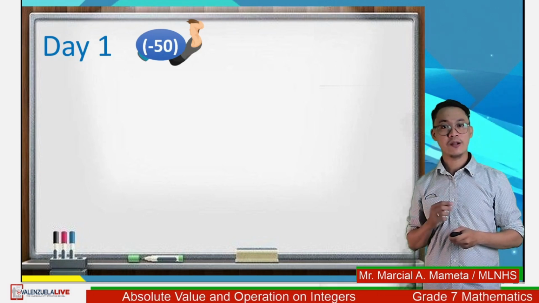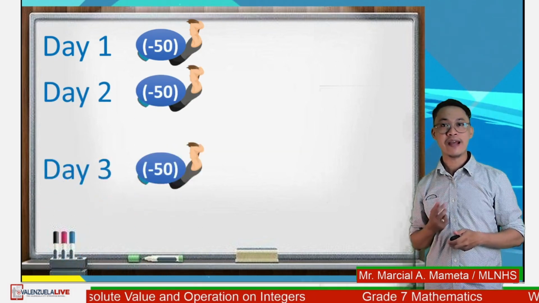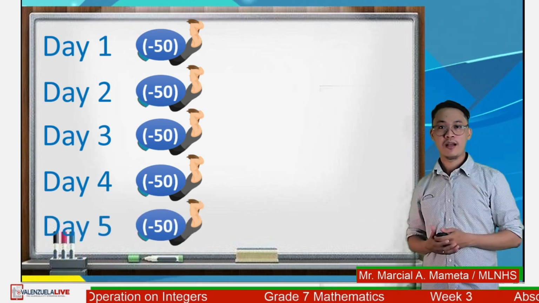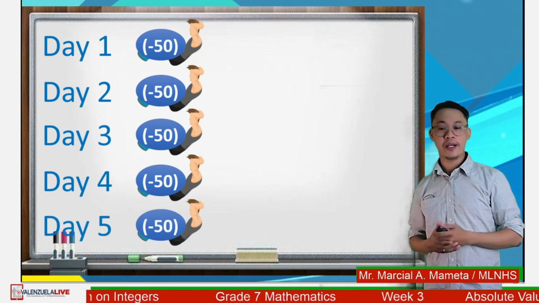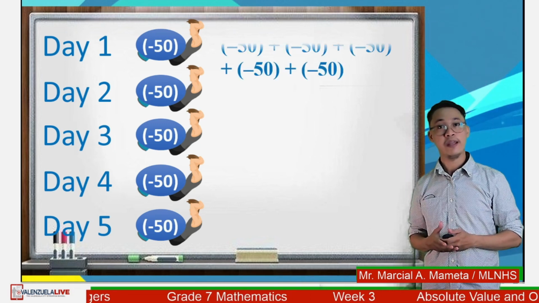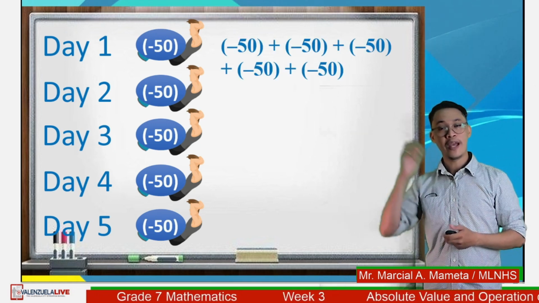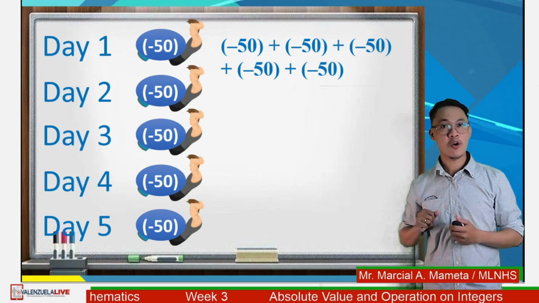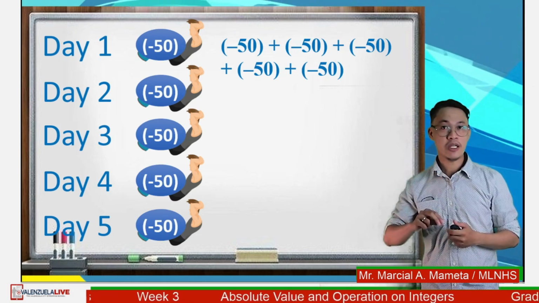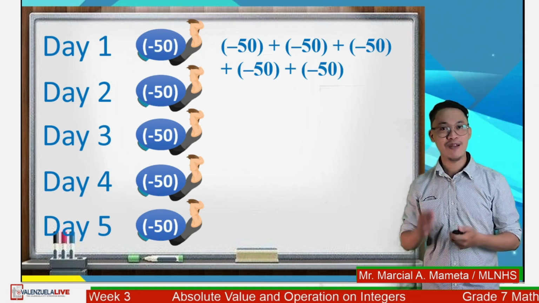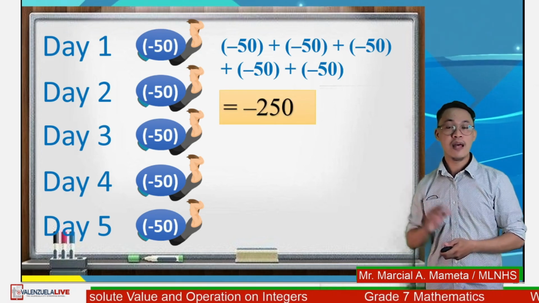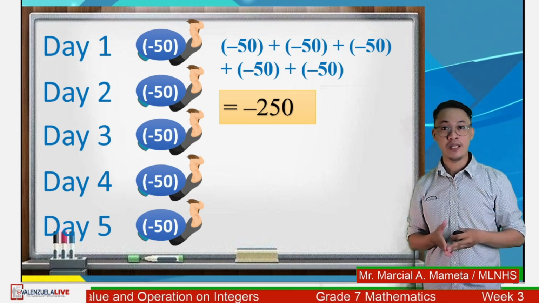Let's represent losing calories by a negative integer: negative 50. Hence, the total number of calories lost after 5 days is: we have negative 50 on day 1, negative 50 on day 2, negative 50 on day 3, negative 50 on day 4, and negative 50 on day 5. The total is negative 250 calories.